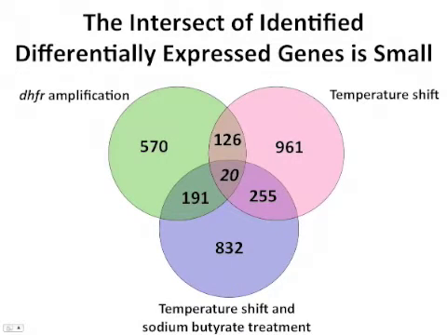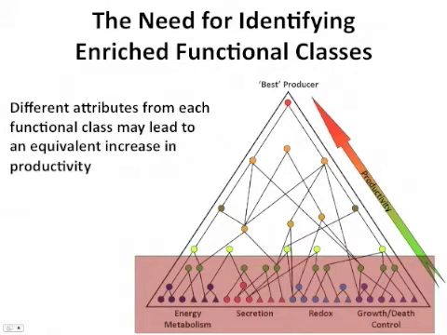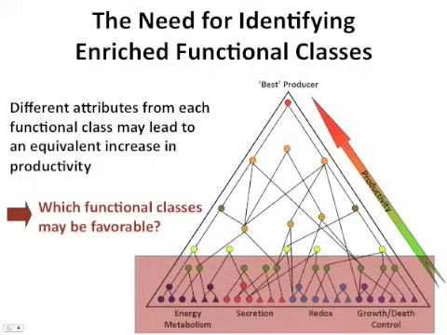So if we look at the number of genes we identified as differentially expressed in each of these three studies, you can see that that number is actually quite small. However, if we think of what makes a cell a high producer, we can think of productivity as a pyramid, where a number of functional classes exist at the bottom, and then different changes within each of these functional classes can lead to an equivalent increase in productivity. So really the question then becomes, what are the functional classes which are favorable for high productivity?